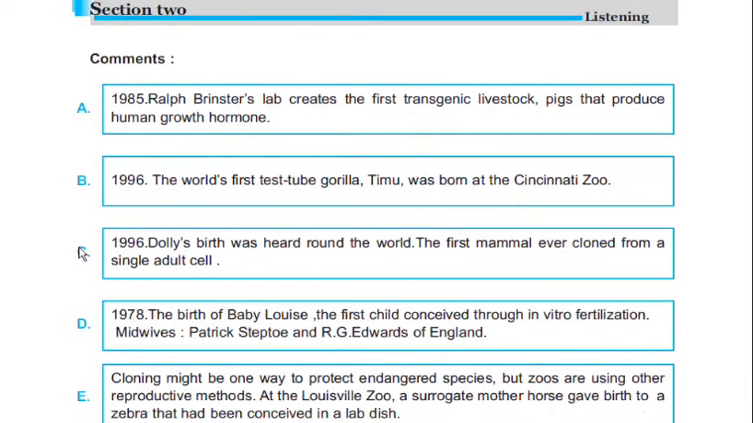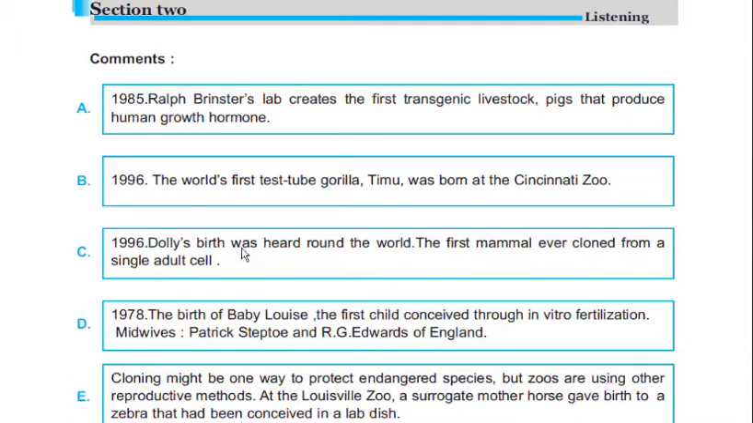In 1996, Dolly's birth was heard around the world. It was a popular event because it was the first mammal ever cloned from a single adult cell. As you can see, from one cell we can clone animals, plants, or maybe humans.